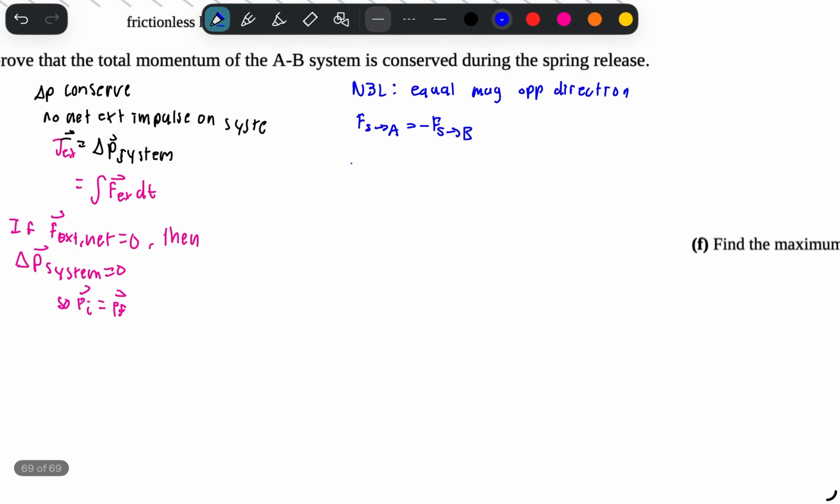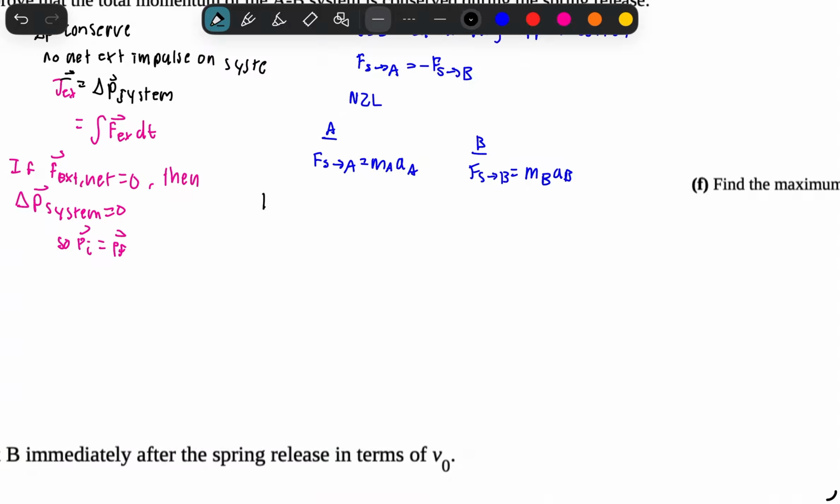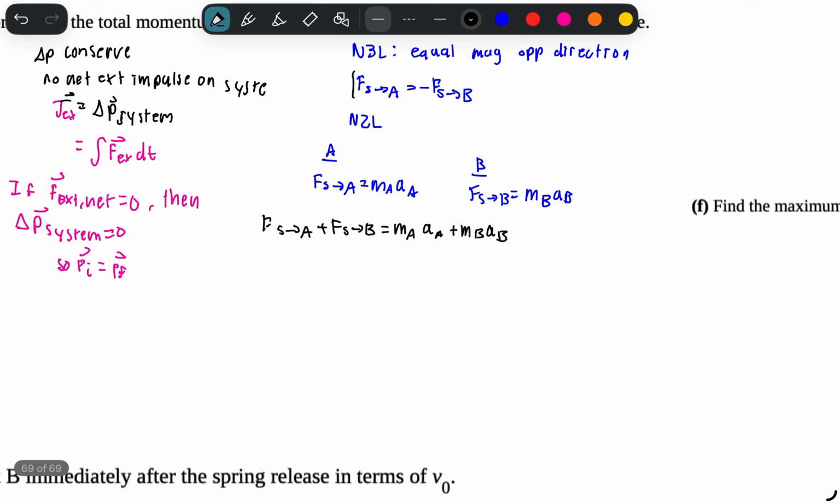So then if we use Newton's second law on each of these carts, for cart A, the force of the spring on A is equal to the mass of A times the acceleration of A. And then for B, the force of the spring on B is equal to the mass of B times the acceleration of B. So now we can add these two force equations. We're going to have the force of the spring on A plus the force of the spring on B is equal to the mass of A times acceleration A plus mass B times acceleration B. And that's because, again, we have this relationship here.